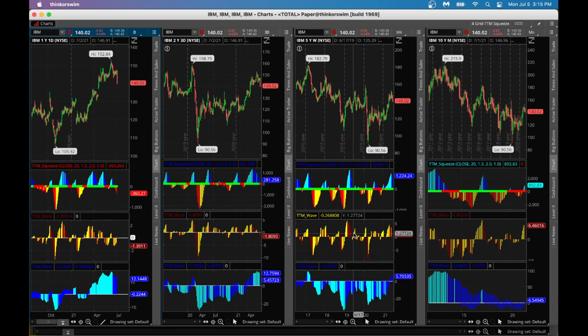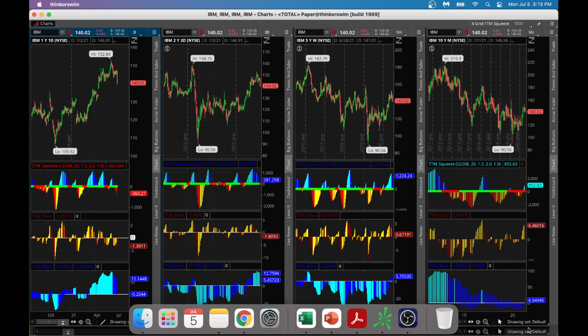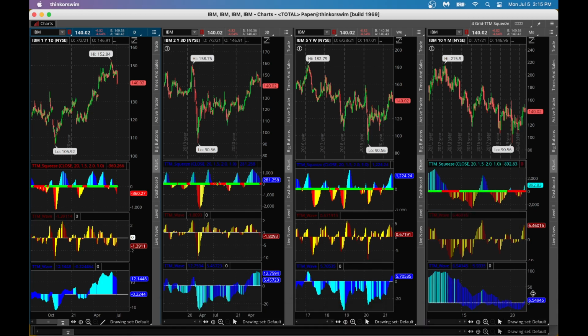On the weekly chart, we got longer term wave above zero, and it's a little bit bearish. As you can see here, it's a dark blue. And in the 10-year monthly chart, we got longer term wave right at this point, it's above zero. So with this, according to John Carter's methodology, you could slowly initiate a buy position for this and go long.